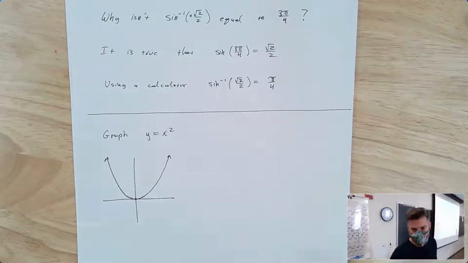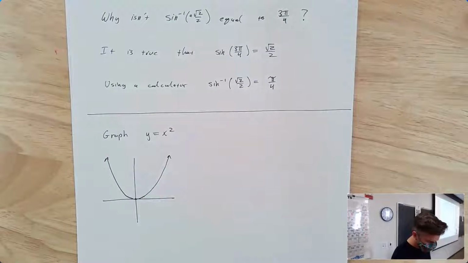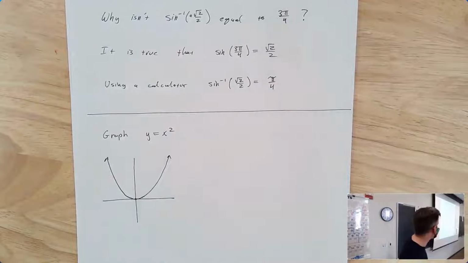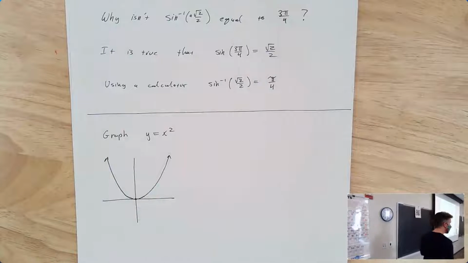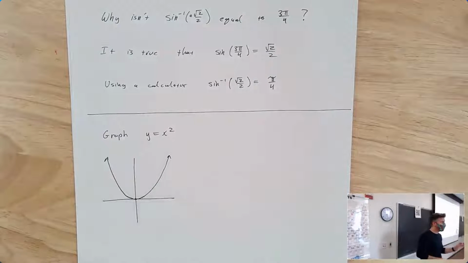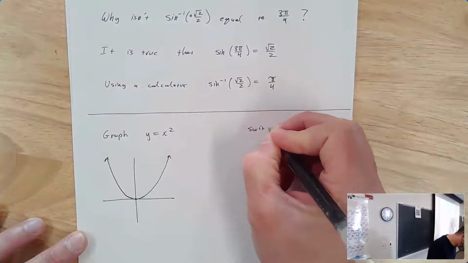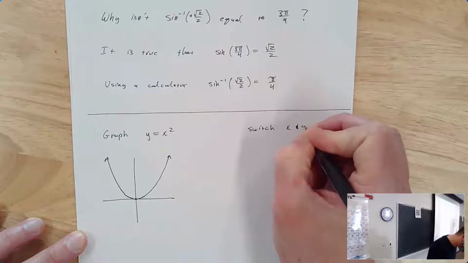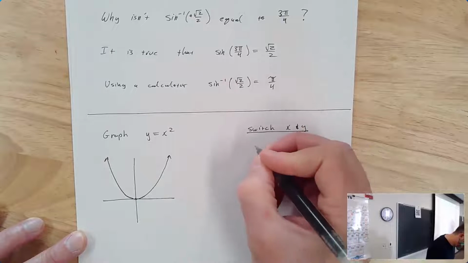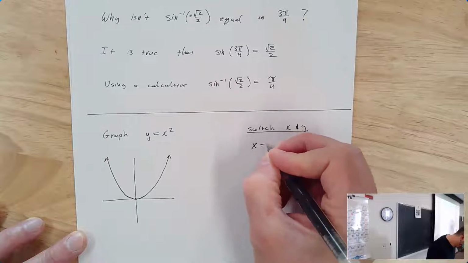So there's the graph of y equals x squared. And if we were going to find the inverse of this function, we would switch x and y. That's the first step to finding the inverse. Now, I'm going to stop there for just a second. If we switch x and y, we get x equal to y squared.